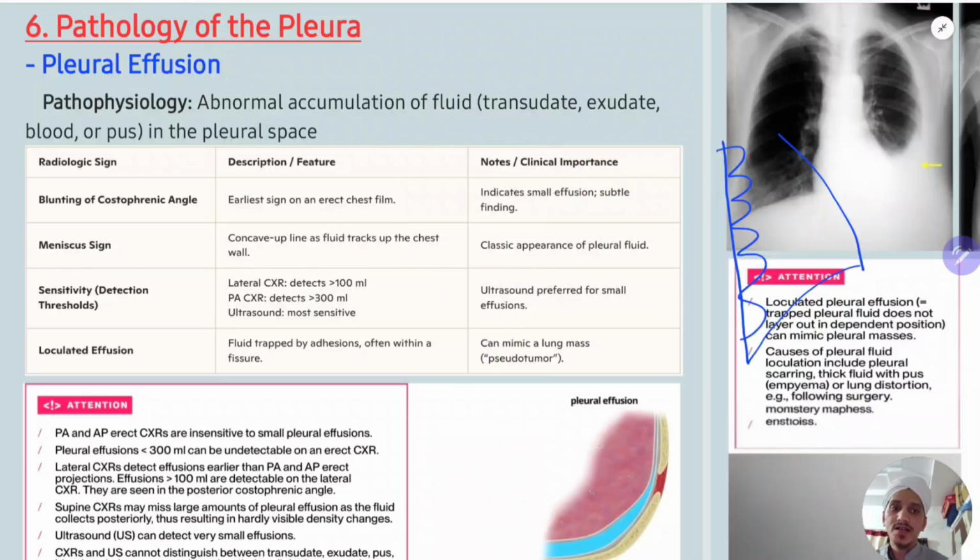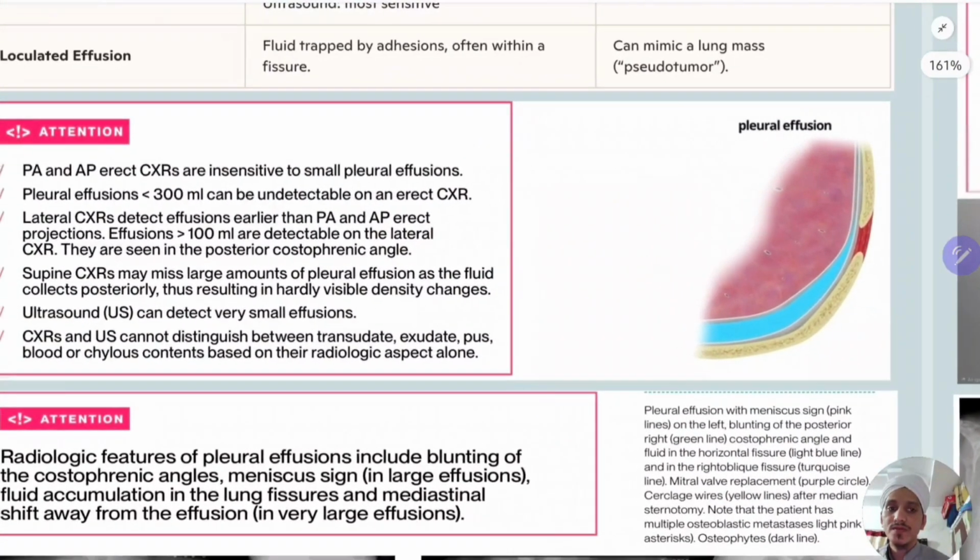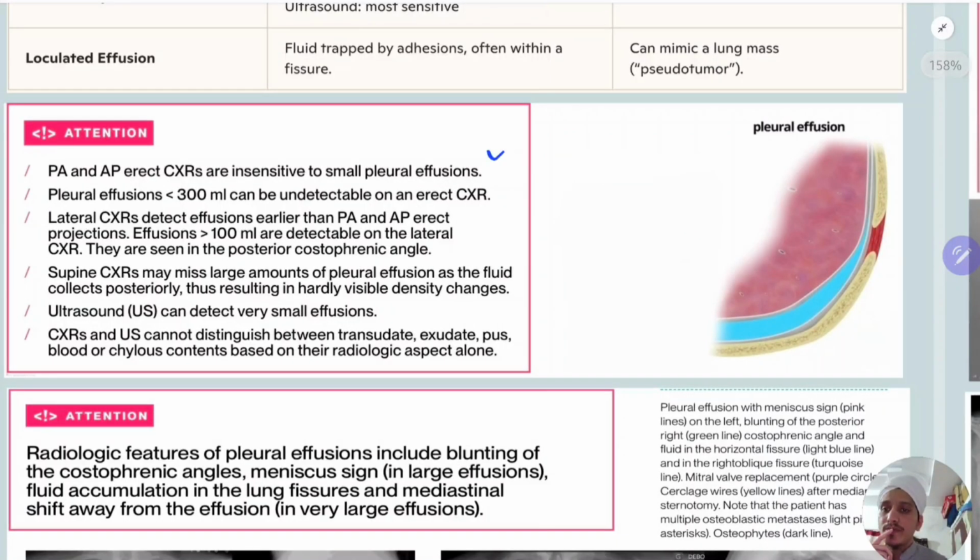Now we will move towards the X-rays. Just to note, PA and AP erect chest X-rays are insensitive to small pleural effusions. At least 100 ml is required for the lateral. Pleural effusions less than 300 ml can be undetectable on an erect chest X-ray. Lateral chest X-rays detect effusions earlier than the PA and AP erect projections. Effusions of more than 100 ml are detectable on the lateral chest X-ray. They are seen in the posterior costophrenic recess.